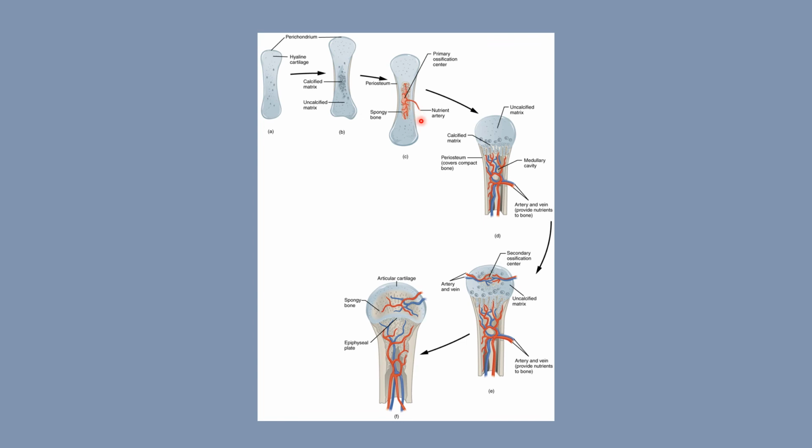Here's the nutrient artery extending out. So you start in the middle and extend towards either end, toward the epiphysis area, so that eventually you've got your medullary cavity formed with your blood supply in there. You've got spongy bone here, and right along there, where the diaphysis and the epiphysis meet, is where your epiphyseal plate is. That is where, after birth, you continue to have this ossification, this bone growth occurring. It starts during fetal development, but it will continue with growth.